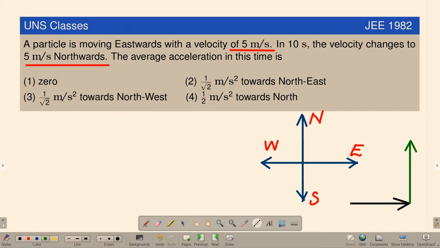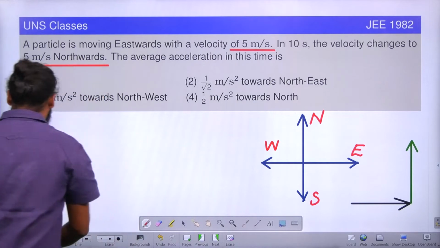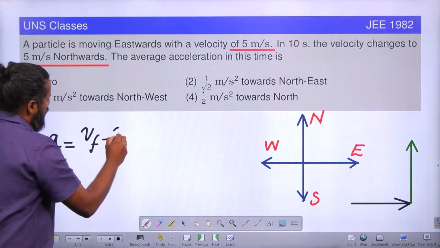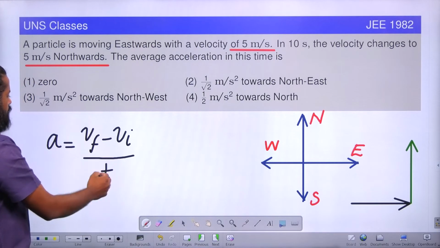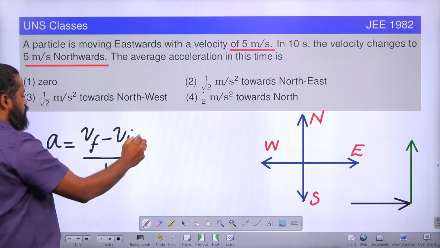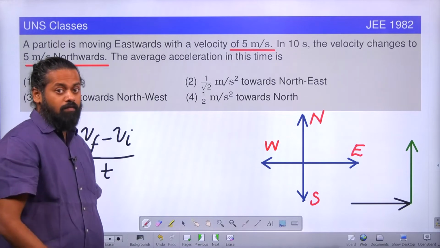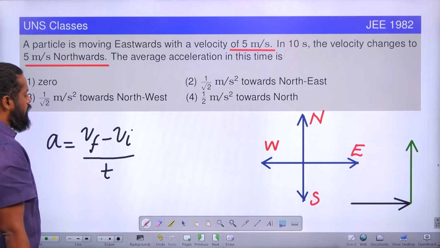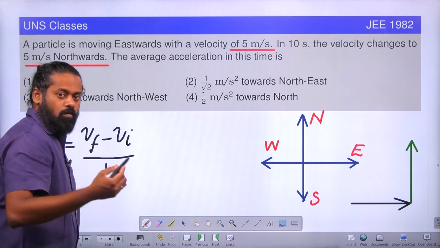So, we have to find out acceleration. What is acceleration? Acceleration is nothing but V final minus V initial divided by time. Here average acceleration we are finding out, not instantaneous value. V final minus V initial divided by total time. Here 10 seconds we are taking. So, we have to find out V final minus V initial. You can easily find out using some simple vector algebra.